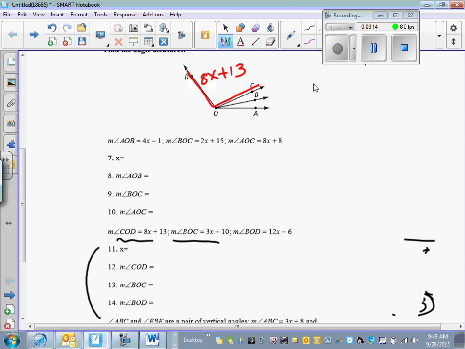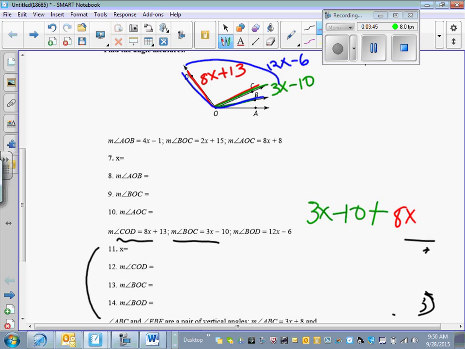And BOC is 3x minus 10. BOD, which is the whole thing, is given to be 12x minus 6. So you have to take the two smaller ones, which is 3x minus 10 plus 8x plus 13, equals the whole thing, which is 12x minus 6. And then you solve for x.